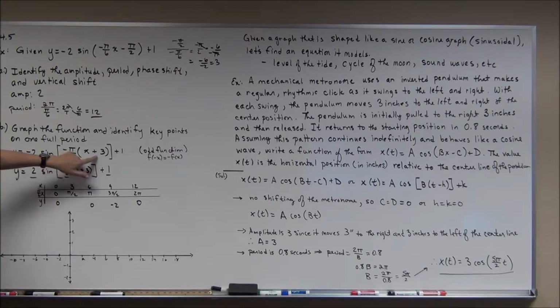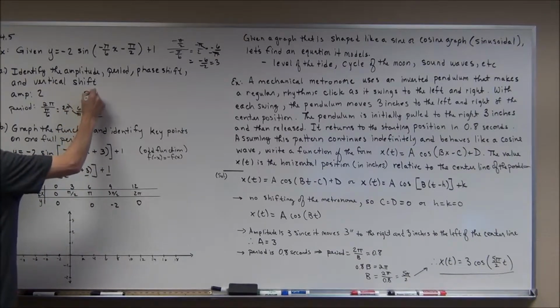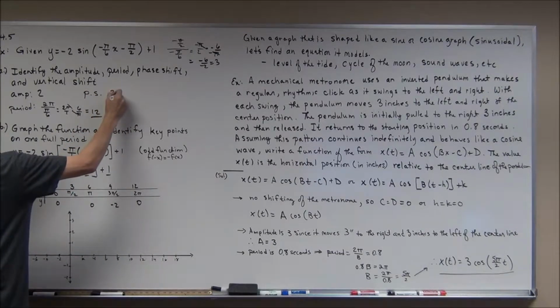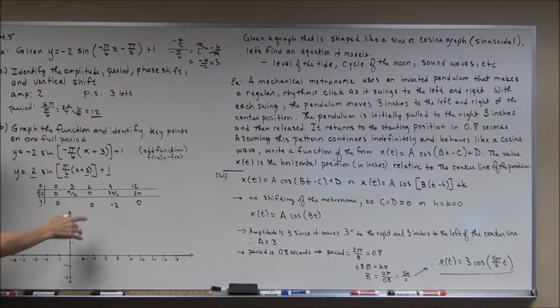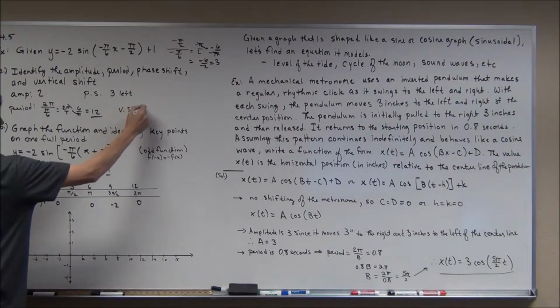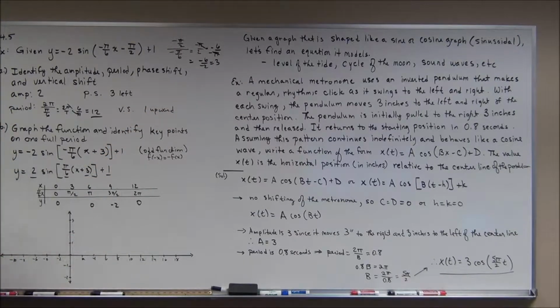The phase shift is the h, which is a negative 3, because it's in the form x minus h. What I usually do for the phase shift, instead of saying negative 3, a lot of times I'll say 3 to the left. And my k is a positive 1, so my vertical shift here would be up 1, upward. And that's what I'm going to use to help me with the sketch, because I know what the sine wave looks like, but with all these transformations I have to be very careful.